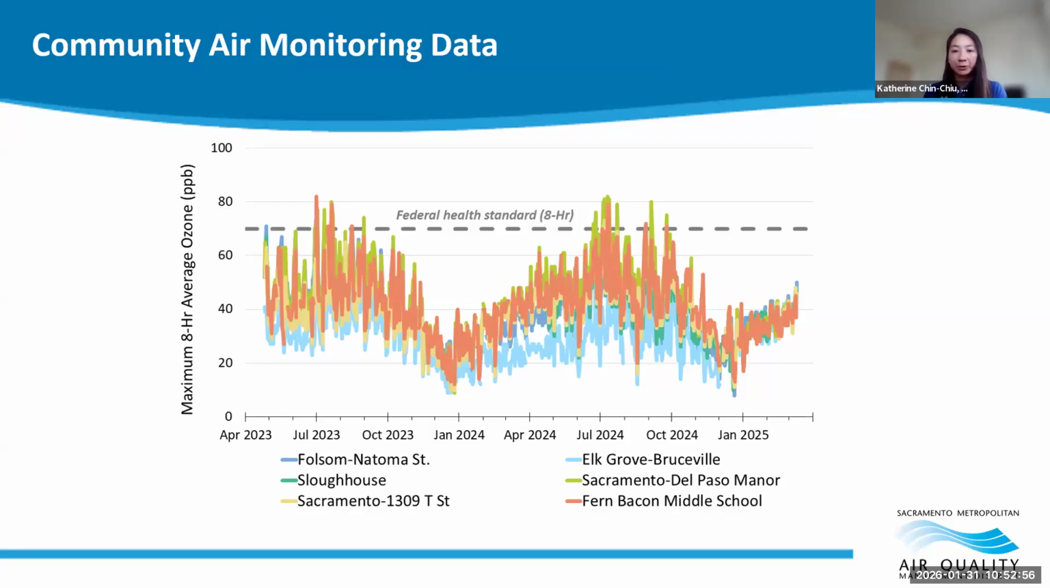We also monitored for ozone within the community at Fern Bacon Middle School, which is shown in the orange lines on this chart. And you can see that it tracks similarly to the concentrations that we see regionally at the other air monitoring stations in the county. However, it's still important to recognize that local communities can still be impacted by these concentrations.